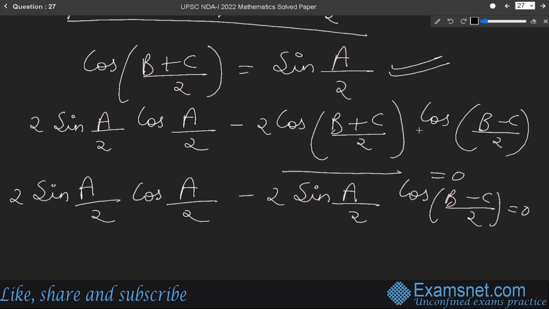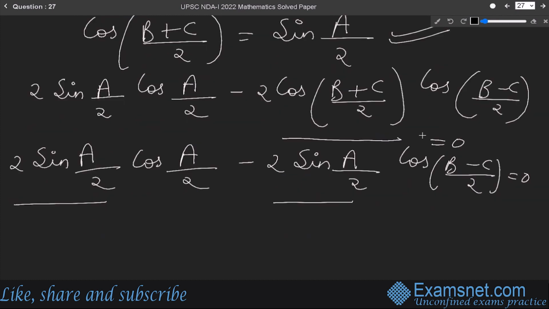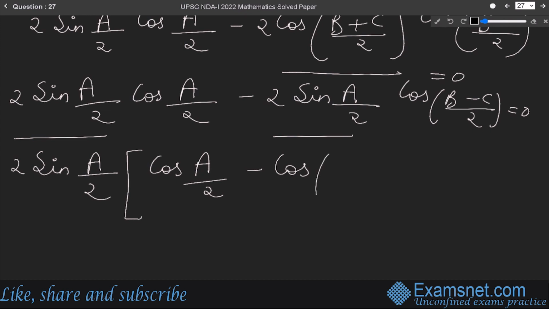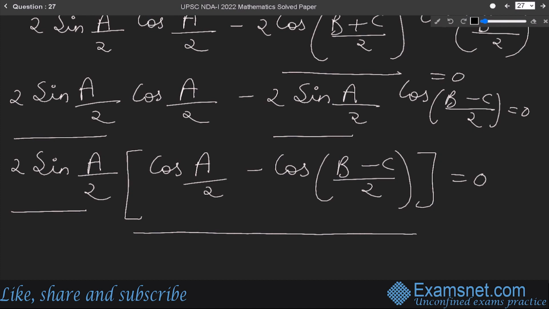Now you can see here 2 sin(A/2) is common. So now taking it common in the next step, we get 2 sin(A/2) and then the remaining terms, which is cos(A/2) minus cos((B-C)/2) is equal to 0. Now there are two parts, and in this either this part will be equal to 0 or this part will be equal to 0. You can see that there are two parts.